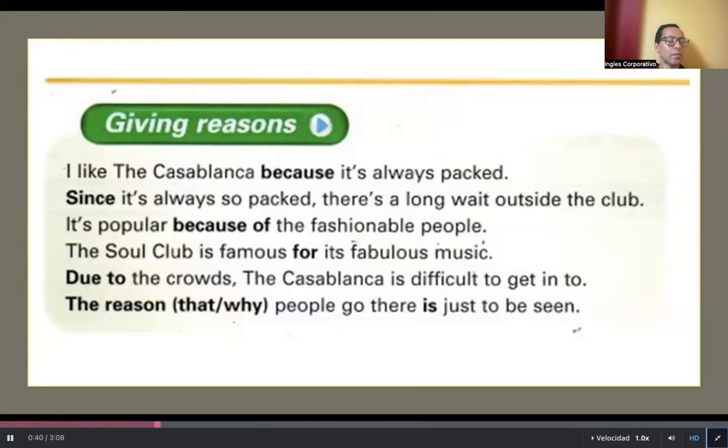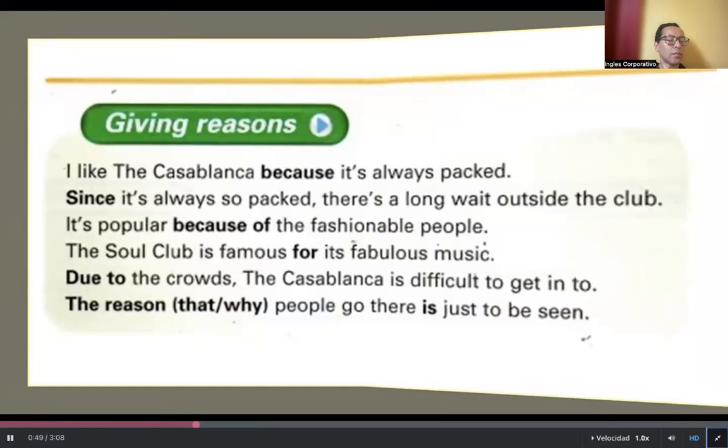The reason people go there is just to be seen. The reason that people go there is just to be seen. The reason why people go there is just to be seen.